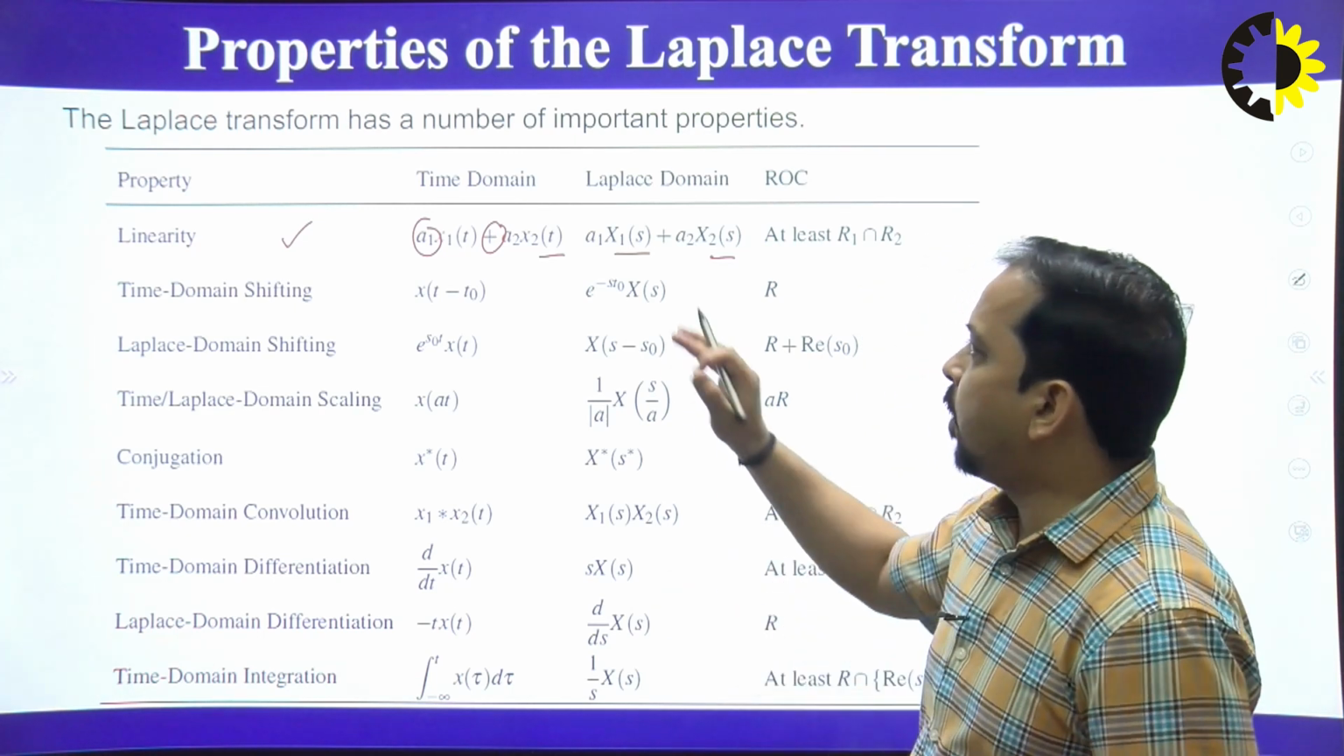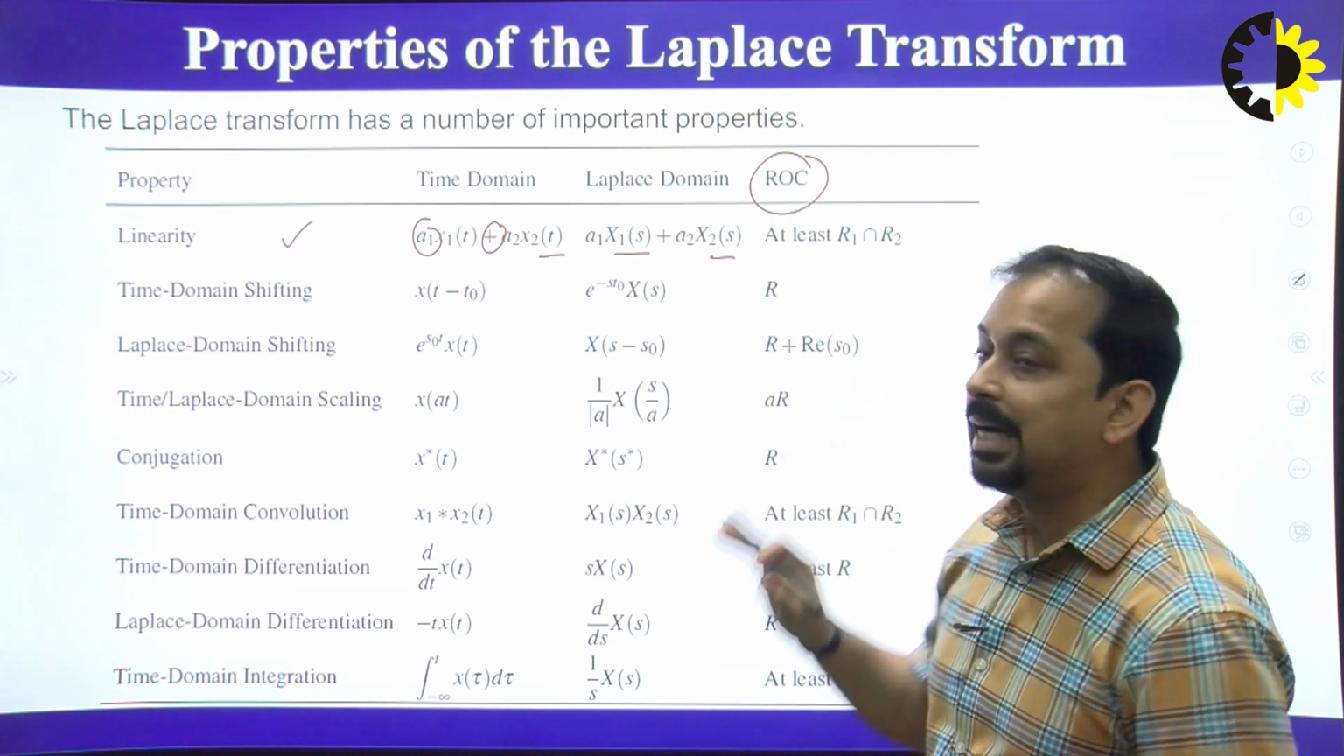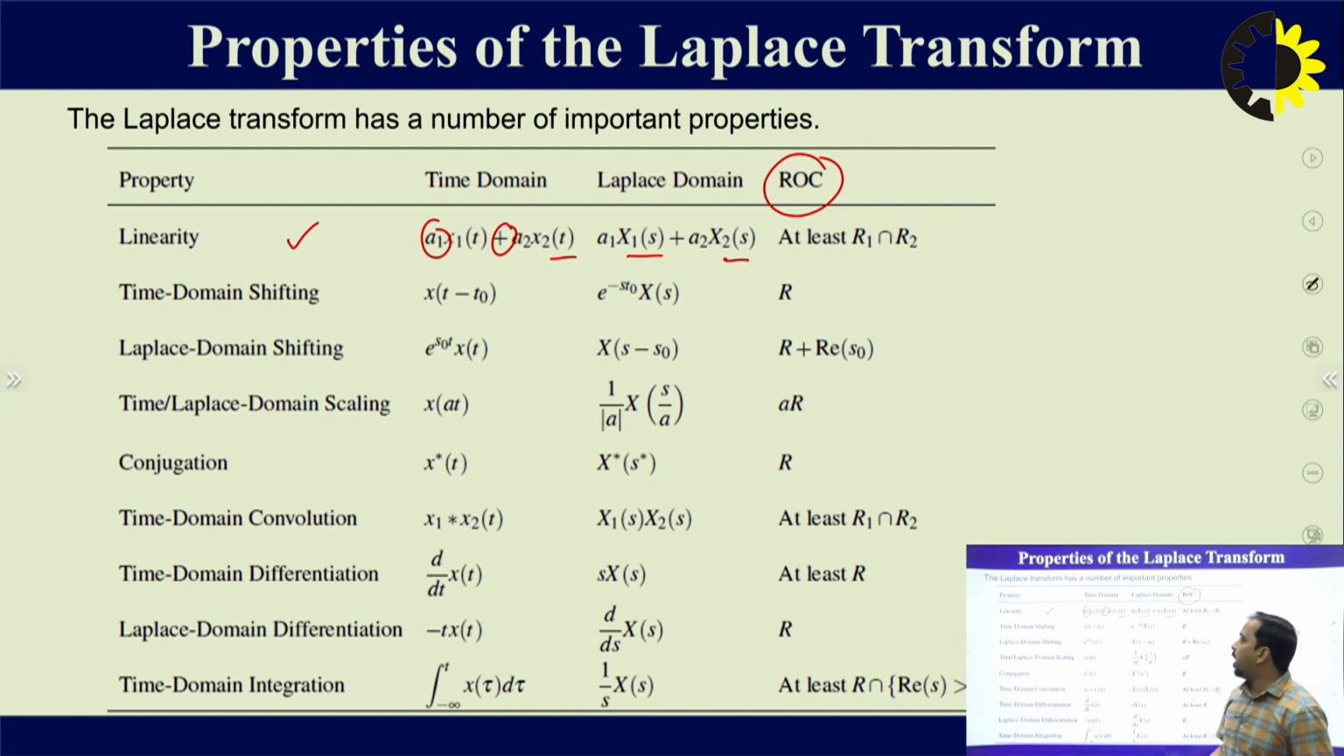So what is the ROC? This part is quite important. The ROC will be the intersection of R1, which corresponds to x1, and R2, which corresponds to the signal x2. So we are getting a1 times x1 plus a2 times x2.